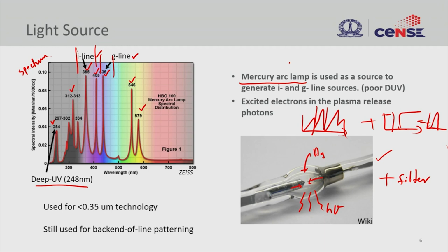And this mercury vapor lamp is used even in CMOS. Even today we use it for dimensions greater than 350 nanometers, right? So as I mentioned, back-end compatible processes, metal lines, or large features can be fabricated using this technology, right? So all the CDs that are pretty large can be made using this.